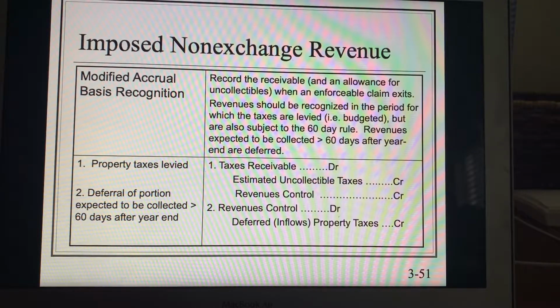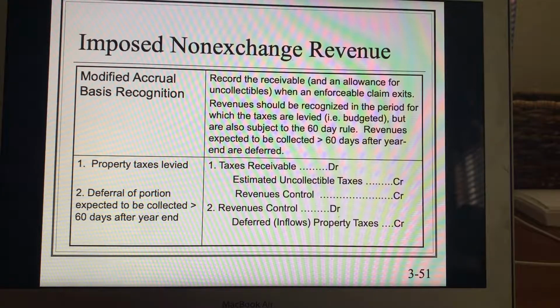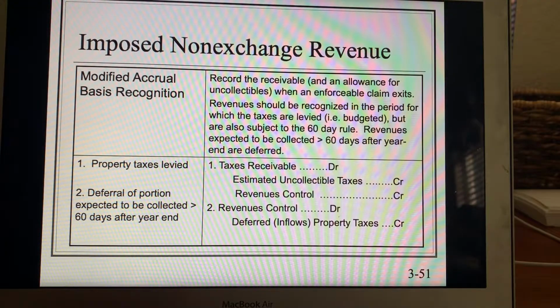So here's how we will record them. Modified accrual basis recognition: record the receivable and an allowance for uncollectibles when an enforceable claim exists. Revenue should be recognized in the period for which the taxes are levied or budgeted, but are also subject to a 60-day rule. Revenue expected to be collected greater than 60 days after the year end is deferred. So property tax levied, tax receivable is going to be debited, so we're recreating it.